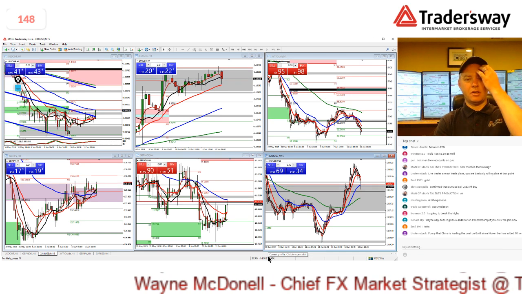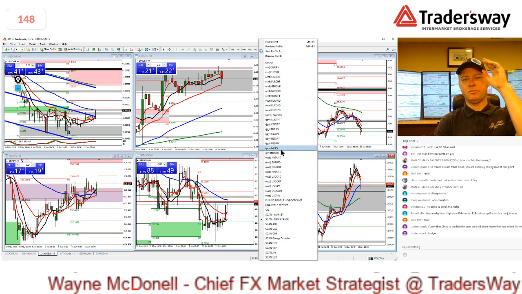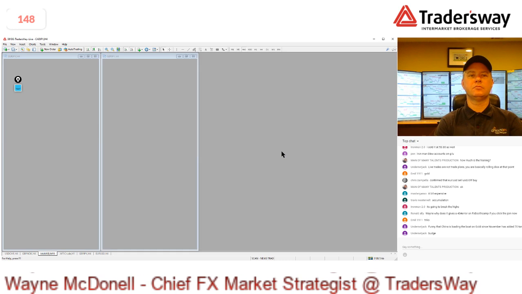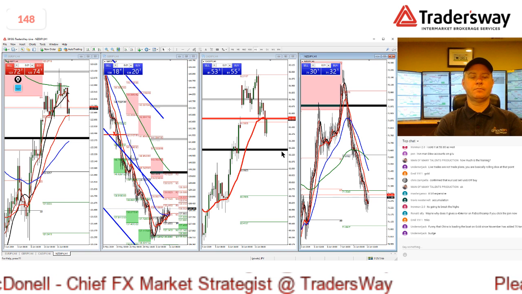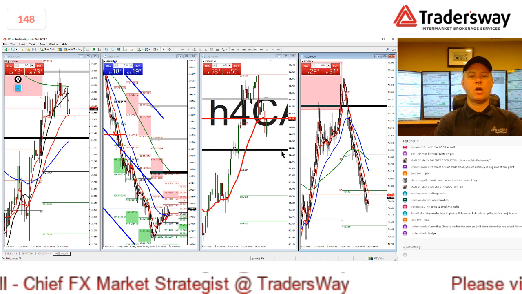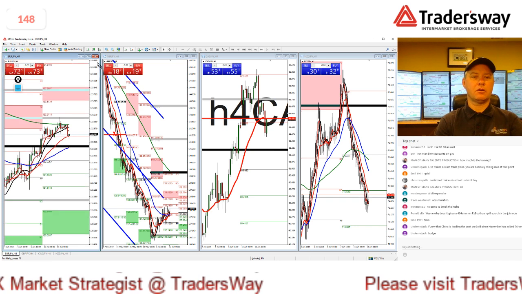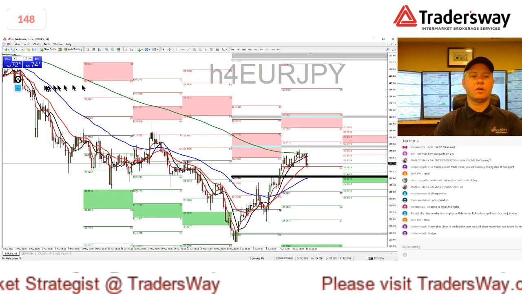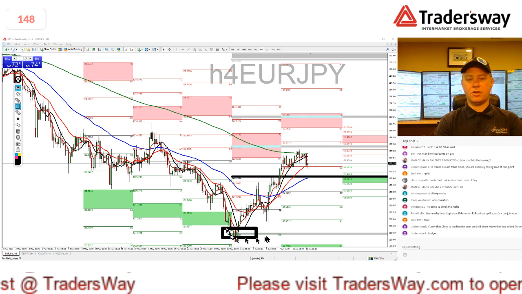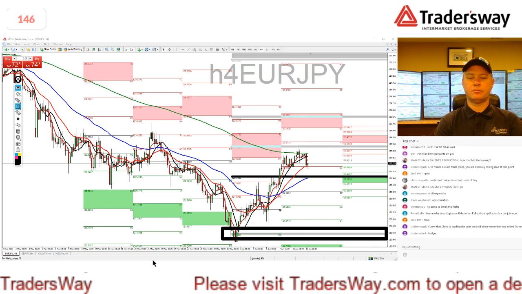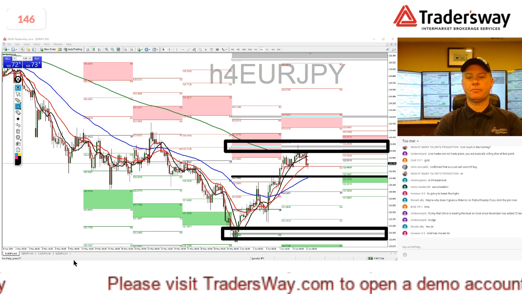So let's see now. What should we do? Look at just yen pairs in general. So we did some of these already. We can look at euro dollar. Okay. So the one place to buy was here. Okay. This is a sell zone, by the way.